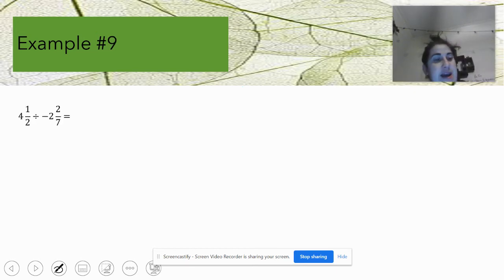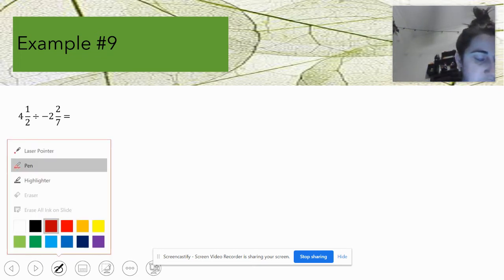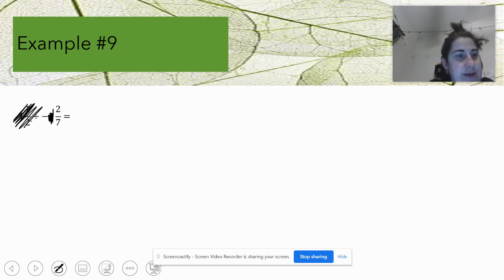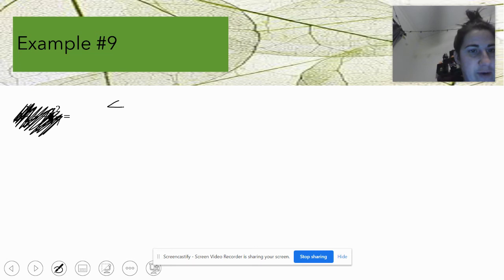All right, let's go ahead and do this example, except I'm going to change it. Let's see, I'm going to rewrite it. We're just going to erase this too. So instead of doing this example, we're going to do 4 1/2 divided by negative 2/7.